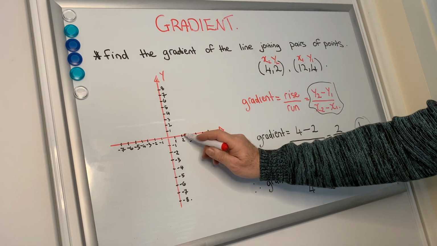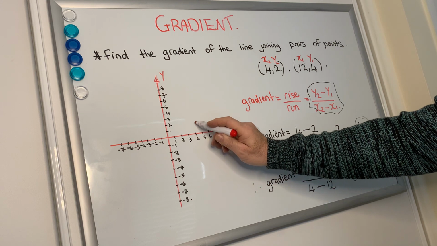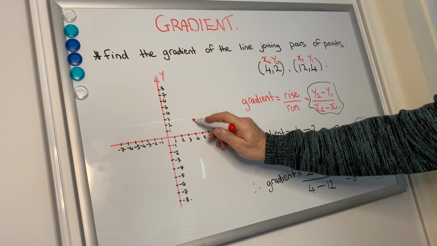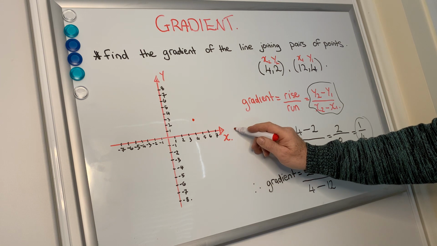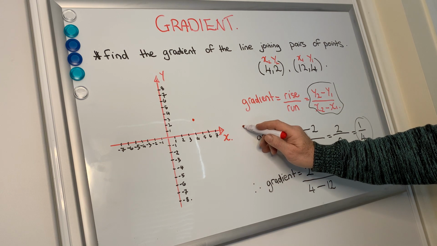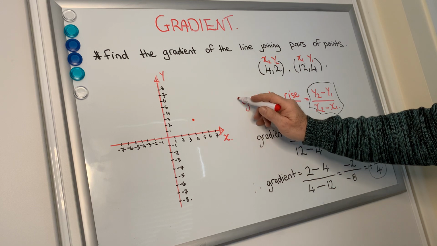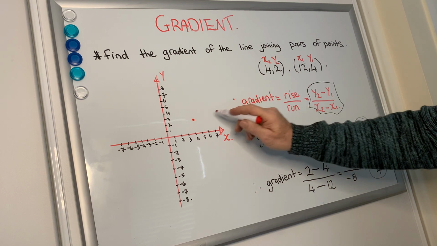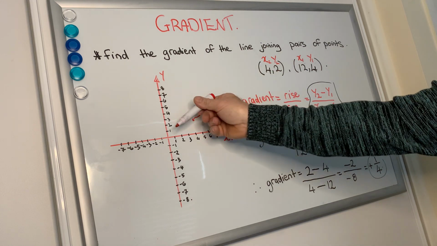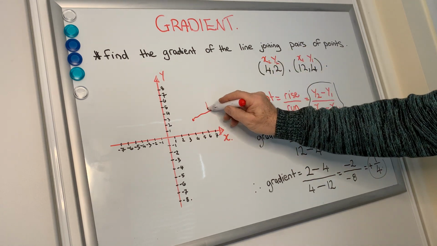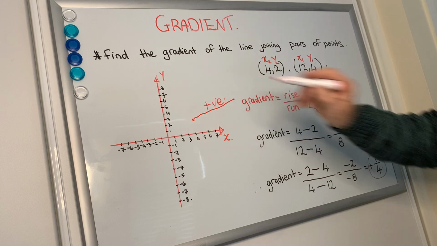4. There's 4, and there's 2, roughly there. Okay. Well, this one's 12, so it's going to be further out here. Say it's roughly there. 12 and 4 is roughly there. So it's going to be that line there. So it's going in that direction, which is a positive gradient.